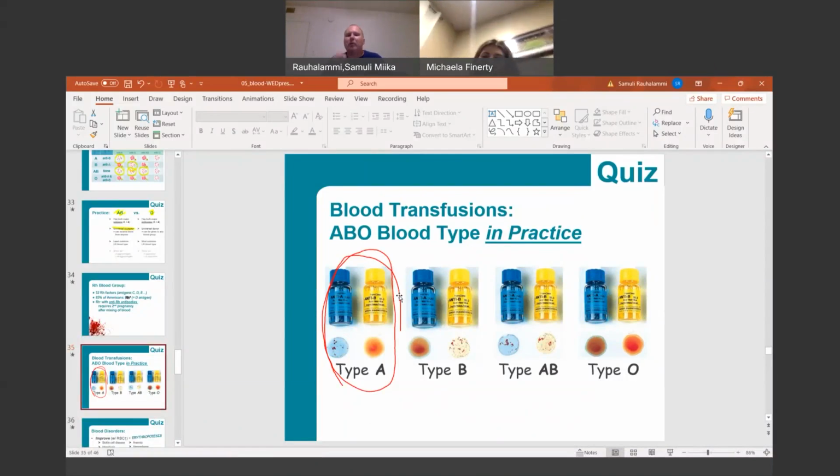So as long as you're able to tell that apart on the pictures on this quiz, you've got 4 points in your pocket. Wherever the clots happen, that's the blood type. So just know that. Wherever the clots happen, that's your blood type.